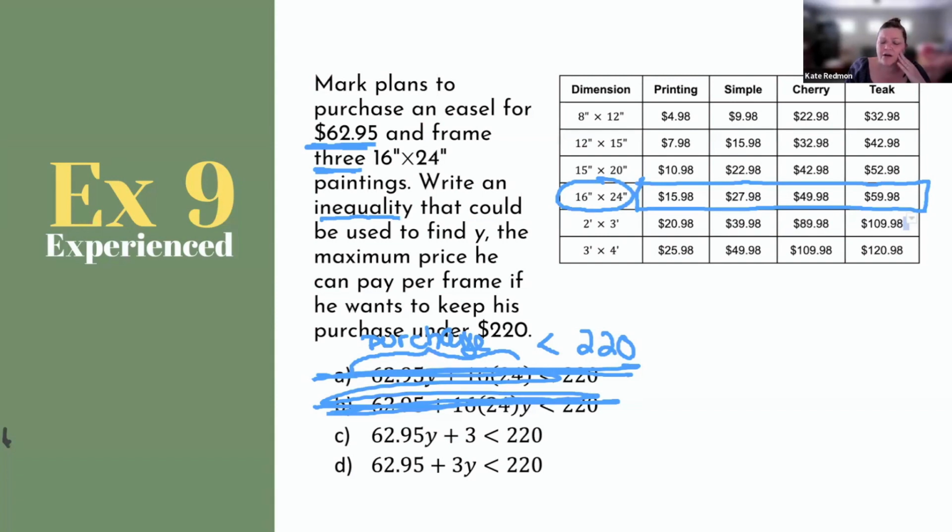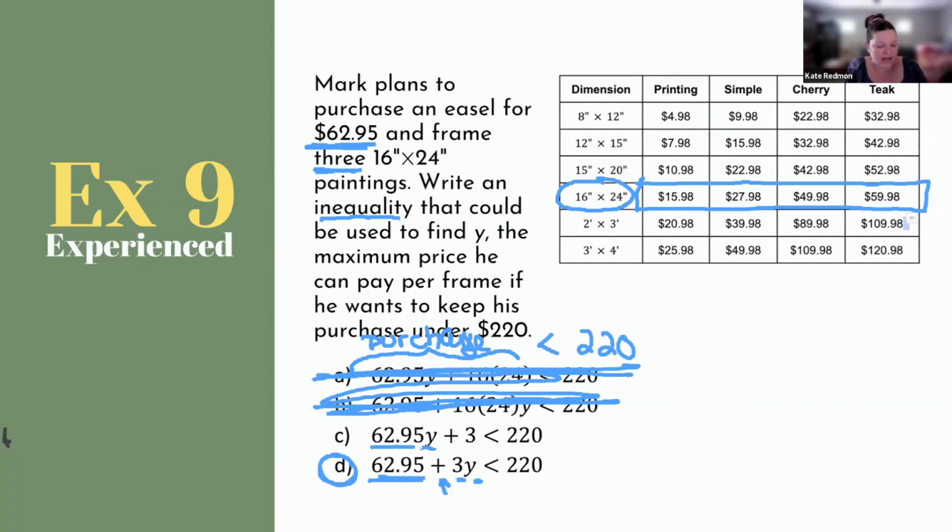Let's go back and look at our word problem. What do they say Y is? The maximum price per frame. In C, they have us multiplying the price of an easel times the price of a frame. And in D, they have the price of the easel plus 3 prices of the frames. This is D. Exactly. You'll pay for the easel once and you'll pay for 3 frames.